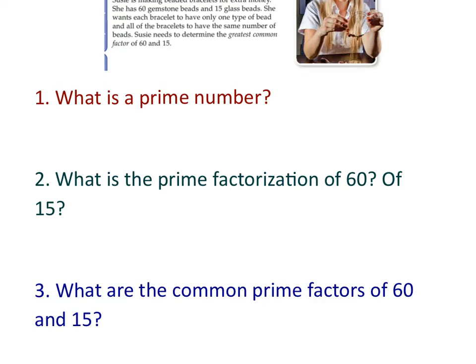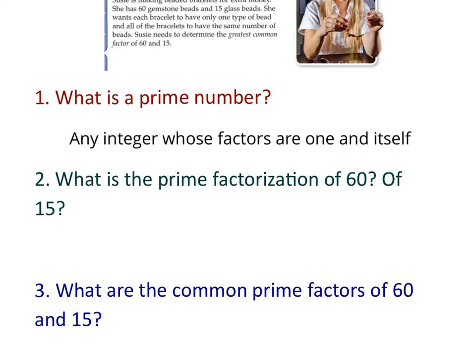Yes, it is any integer or number whose factors are 1 and itself, and this also has to be greater than 1. So let's go ahead and add that in. So again, we said any integer whose factors are 1 and itself, and also must be greater than 1. Okay, so there's the definition for what's a prime number.